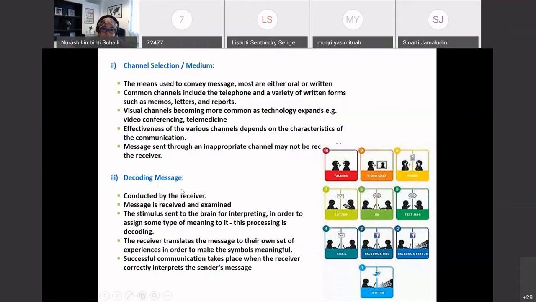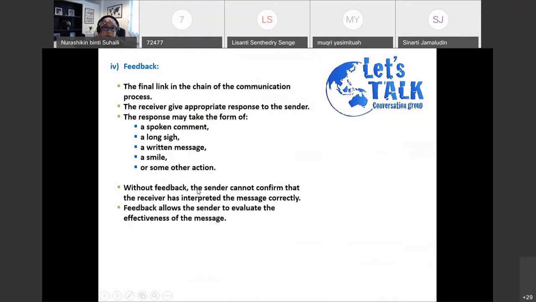Decoding, which I mentioned just now, is the process at the receiver side. And the last one is feedback, also at the receiver side. Once you receive the information, of course, you have responses. The receiver will give some feedback, or there will be a result of that.